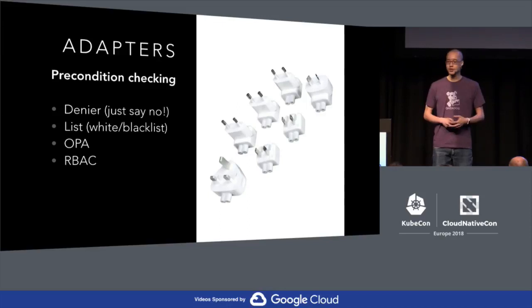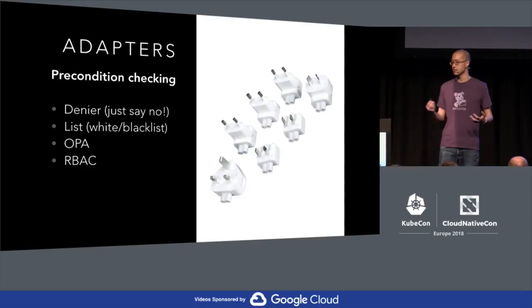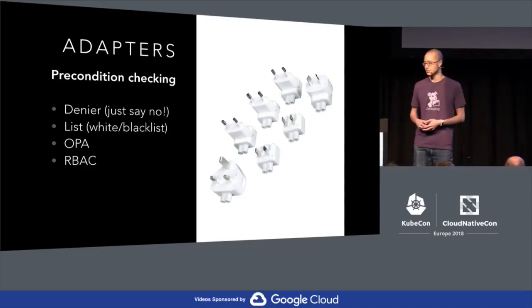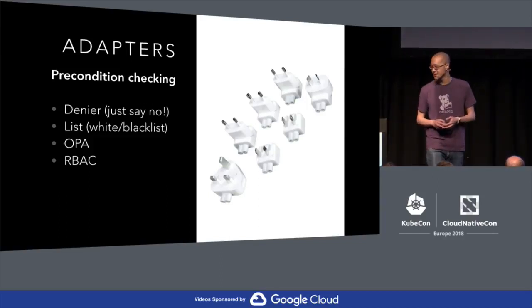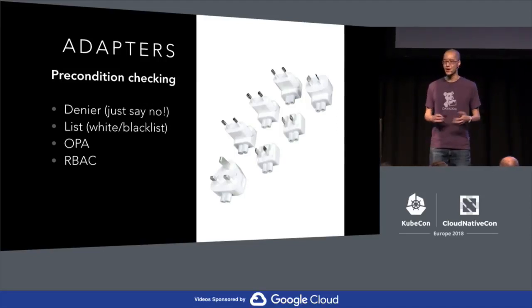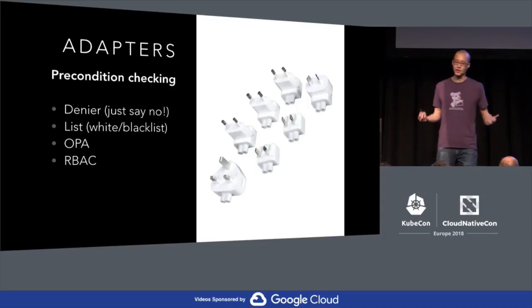With the mixer, you have adapters. Currently, these are the adapters that exist for the precondition checking. The denier, which is just say no. It's like your mom, I guess, telling you not to do things. There's lists, so you can whitelist and blacklist things. There's the open policy agent. I think I saw someone down here wearing the OPA shirt, which is awesome. I love that logo. And then there's RBAC.